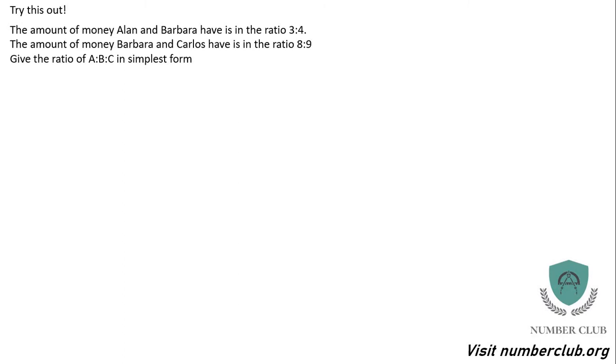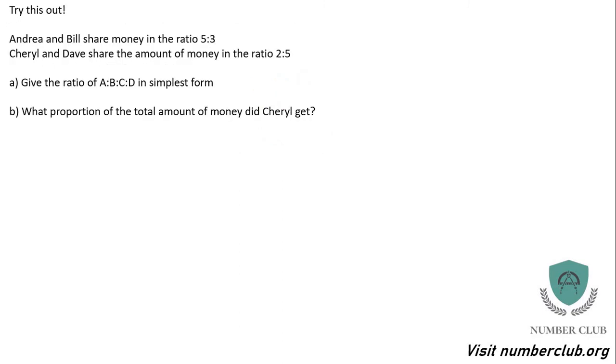All right. So I suggest pausing the video, and then after you've paused it, you can replay it. I'll start off. So we've got A to B to C. We've got 3 to 4, and then 8 to 9, and so that is 6 to 8 to 9. And so the ratio of A, B, C in the simplest form is 6 to 8 to 9.